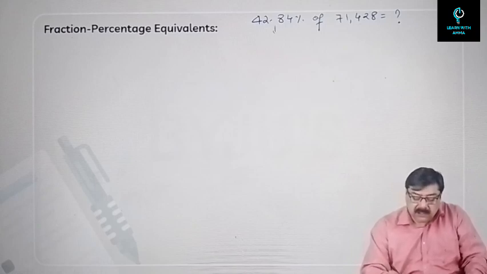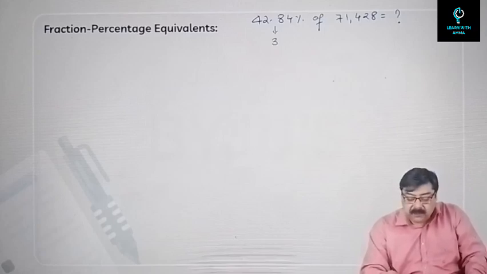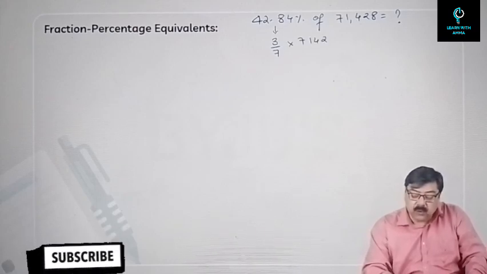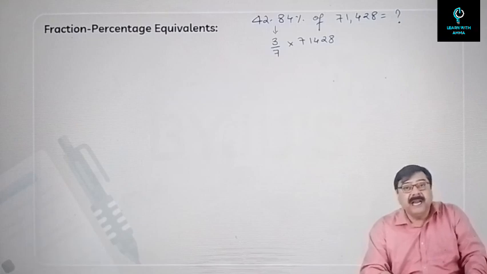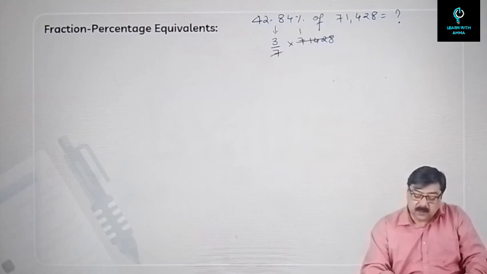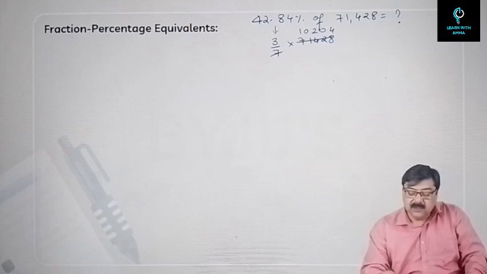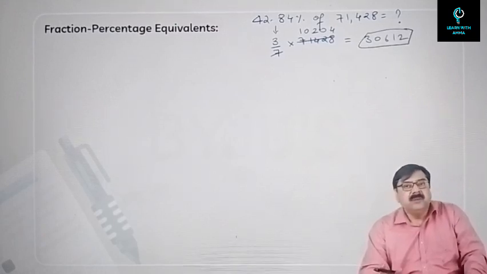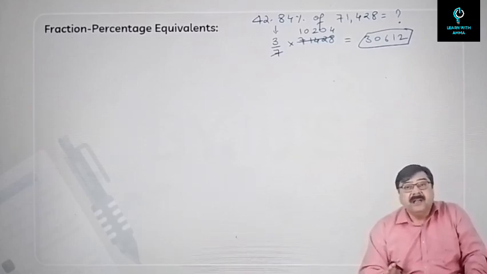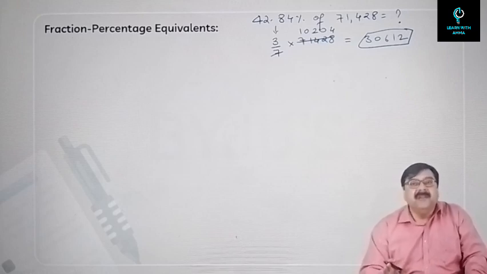But the point is, if we know that the fraction equivalent of 42.84% is 3 by 7, and you need to multiply it with 71428, you would find that 71428 is a number which is easily divisible by 7. So we will cut this by 7. So 1s are, then 2s are, and then 4s are. So it is 3 into 10204, which works out to be 30612, and this is the time that should be consumed while answering the questions. So, as we had seen during the discussion of the topic percentages, these conversions are very important.